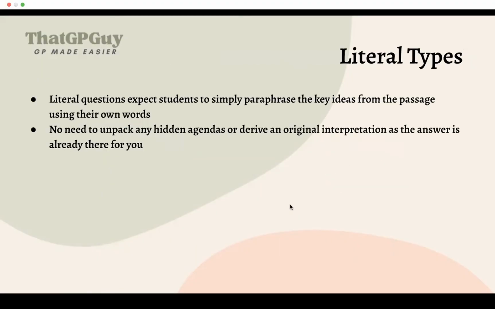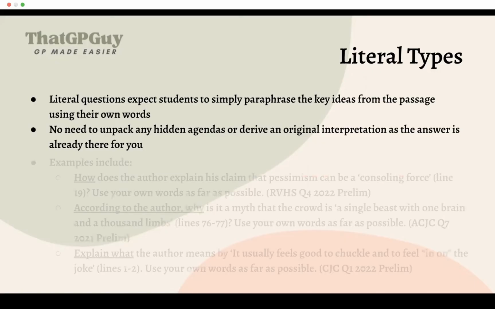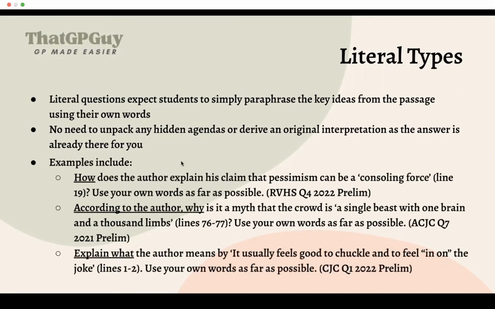Literal questions are basically questions that expect you to paraphrase ideas, again, paraphrasing, using your own words. You need to understand what the author is trying to say and use your own words to repackage whatever points he had mentioned in the passage. So, unlike inferential questions, there is no hidden agenda. There is no need for you to infer. All you have to do is to find and paraphrase. That's it. So some examples here.